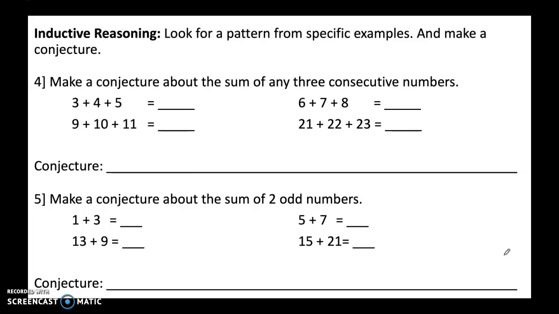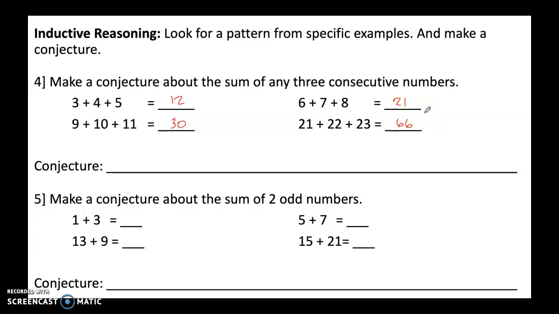Let's have number 4. Make a conjecture about the sum of any 3 consecutive numbers. So we have 3 plus 4 plus 5, that is equal to 12. 9 plus 10 plus 11, that is equal to 30. Next, we have 6 plus 7 plus 8, that is 21. 21 plus 22 plus 23, we have 66.